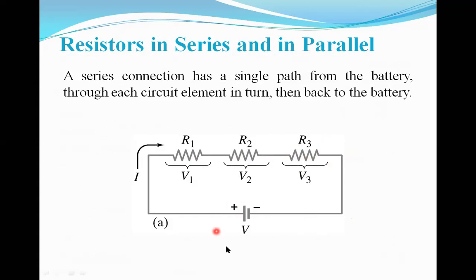Here we can measure the total EMF as a voltage, capital V, and the voltage across R1 we have taken as V1, R2 as V2, R3 as V3, and I is the current flowing in the circuit. I will always flow from higher potential to lower potential, meaning from positive to negative. This direction of the conventional current is always opposite to the direction of flow of electrons in the circuit.